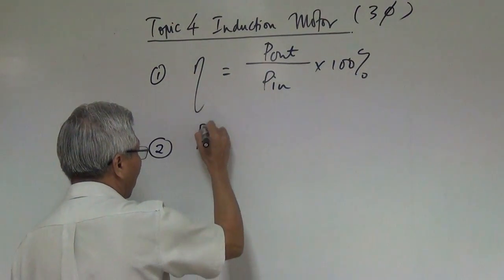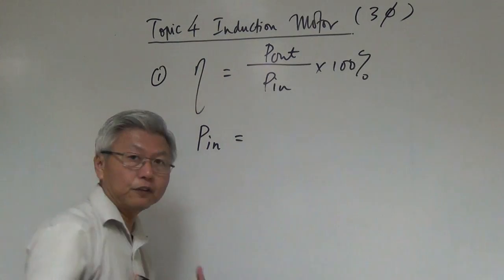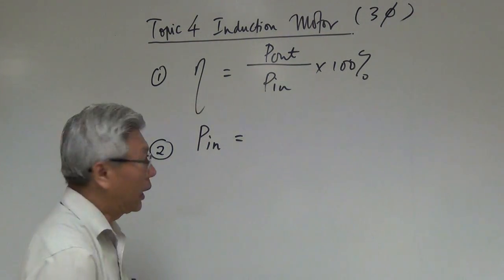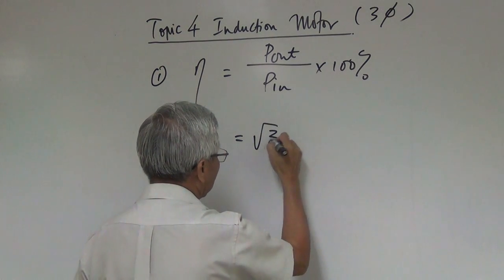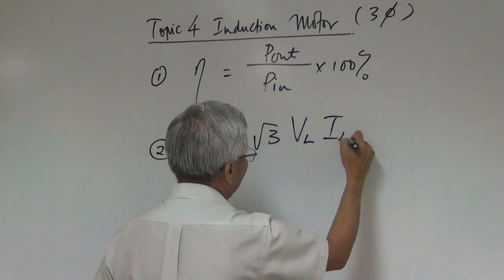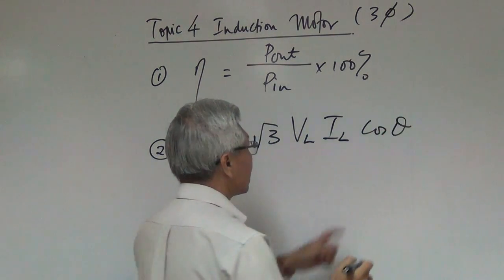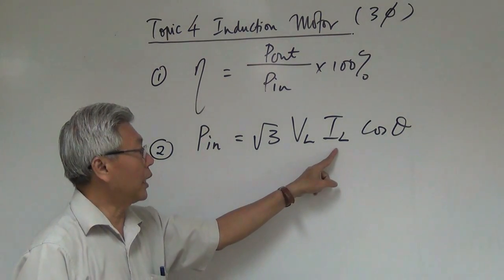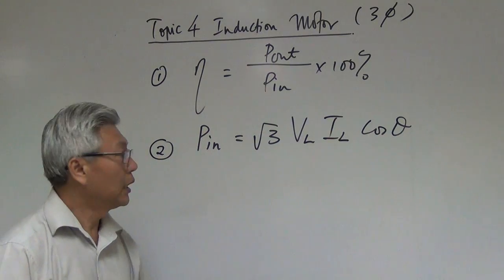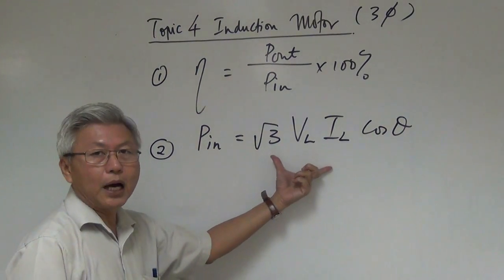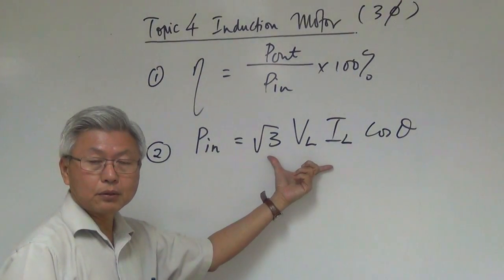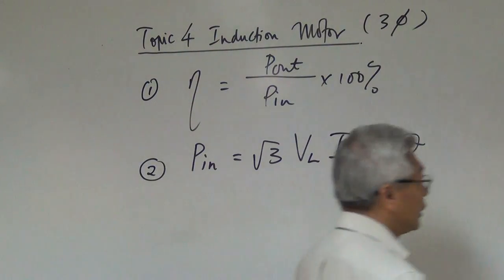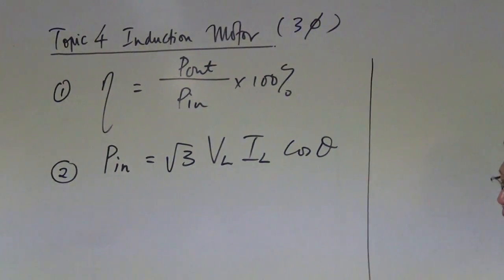Now, the input power, when we supply a three-phase input power, how do we get the input power? It's square root 3 VL IL cosine theta. Cosine theta is the power factor, VL is the line voltage and IL the line current. Now, some of you may be wondering how this formula comes about. If you are interested to know, it can be derived as follows.